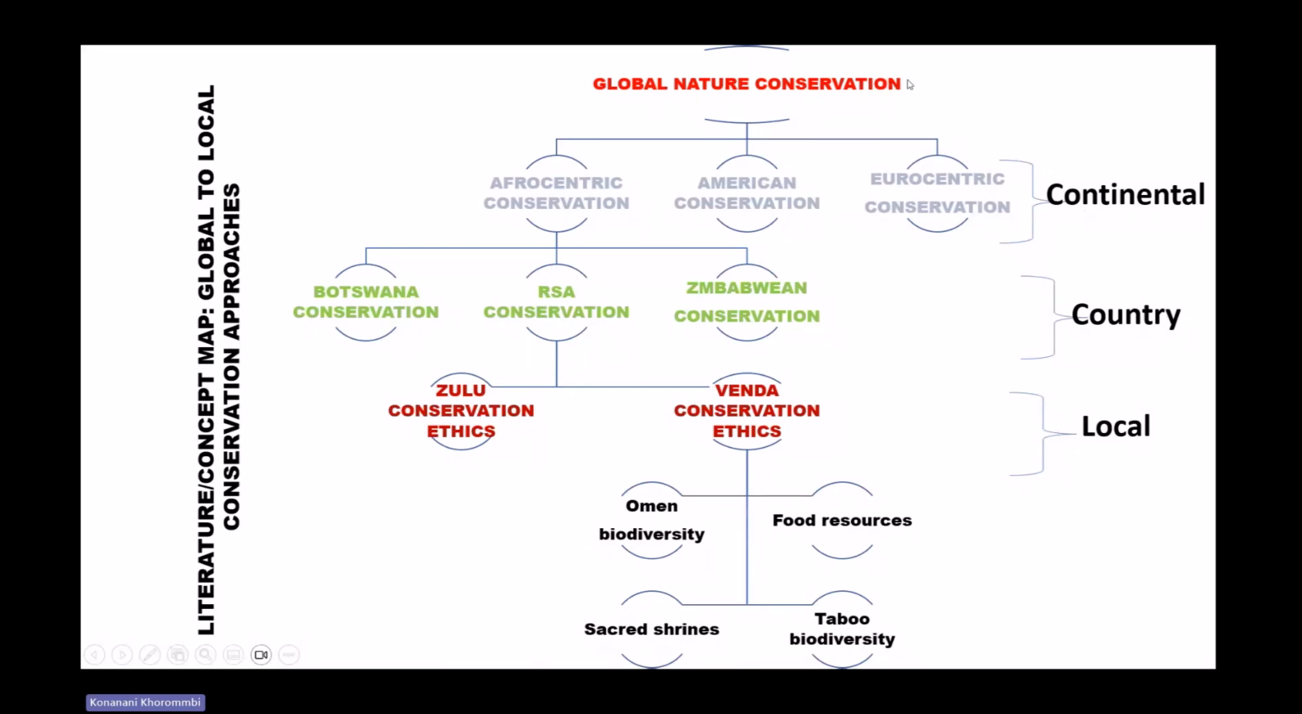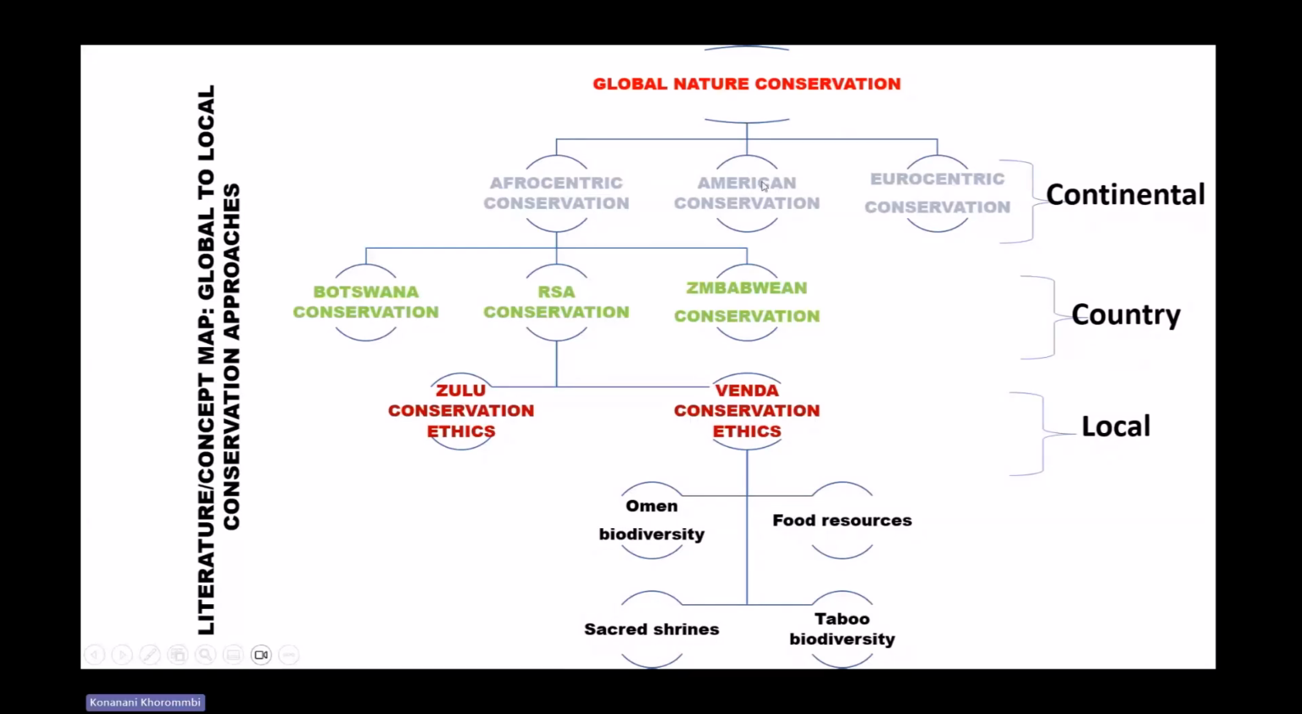This is what everybody in the world believes is nature conservation. So there are globally accepted approaches and concepts on nature conservation. But as we come to different continents, the Europeans in Europe do have their own way of understanding conservation because they are Europeans. The Americans, remember that Americans have got African Americans, and they've got people that come from Israel, the Jews. They've got a mixture of cultures there.